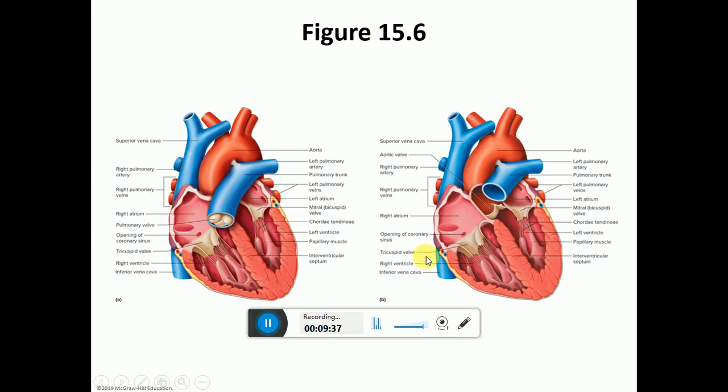And then the last but not least valve is the valve between the left ventricle and the aorta, and that is known as the aortic valve. Again, it allows for the passage of blood from the left ventricle to be pumped into the aorta, but it prevents the regurgitation, or the blood returning back into the left ventricle.